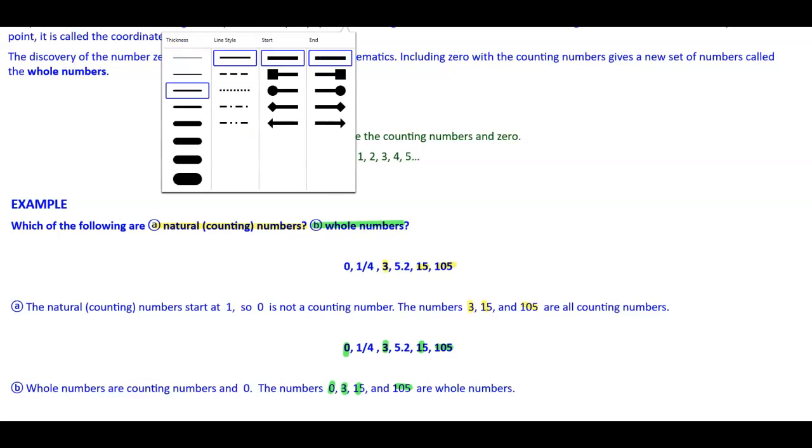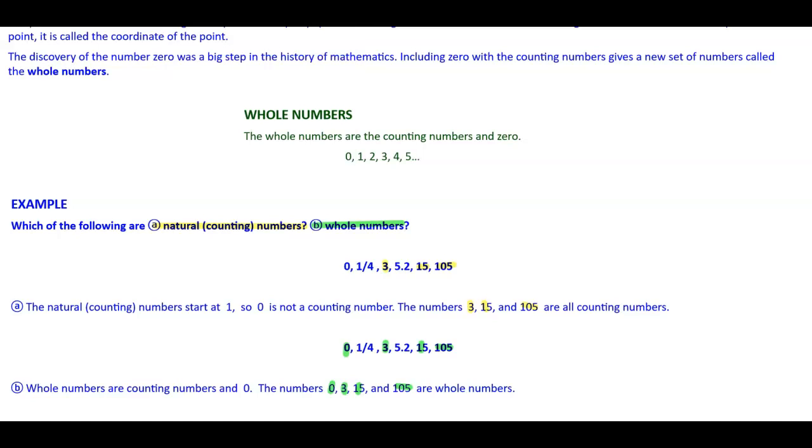Now sometimes we will write this in terms of sets. When we want to write the natural numbers, we would write that in a set. We would use a left brace, and then include the number 3, then 15, and then 105 to represent the set of natural numbers from that example. The same thing goes for the whole numbers. This is a set that includes the numbers 0, 3, 15, and then 105.